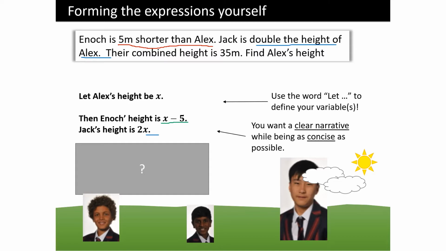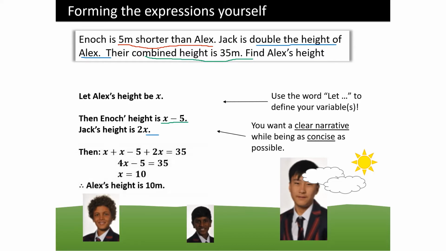Once we have cleared up those parameters, we can now go ahead and solve because we know from the question that their combined height is 35 meters, and the word combined there is very important. That can be likened to addition in mathematics. So after we've done that, we can therefore say that x plus x minus 5 plus 2x is equal to 35. We must recall that x is Alex's height, x minus 5 is Enoch's height, and 2x is Jack's height. And the combination or the sum of all three is equivalent to 35.